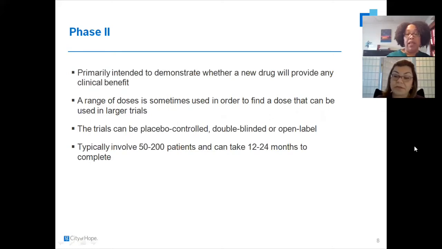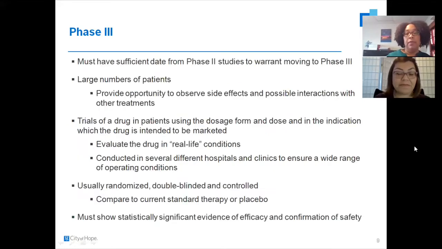And as I stated, they often use a placebo, which is a substance or other intervention that has no therapeutic effect, and it's used as a control in testing new therapies, often referred to as a sugar pill. And approximately 33% of drugs in this phase move to the next phase 3. Phase 3 trials must have sufficient data from phase 2 studies to warrant moving on.